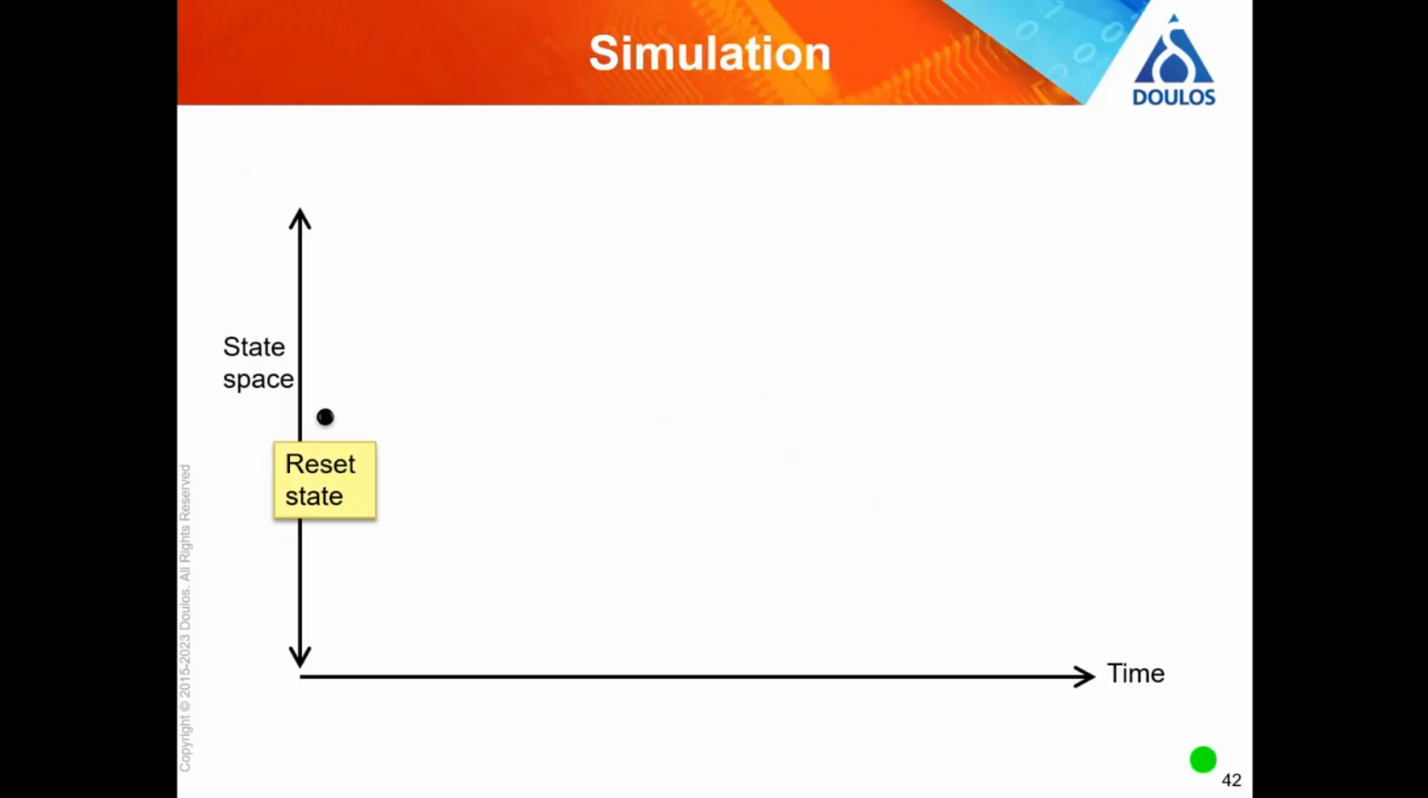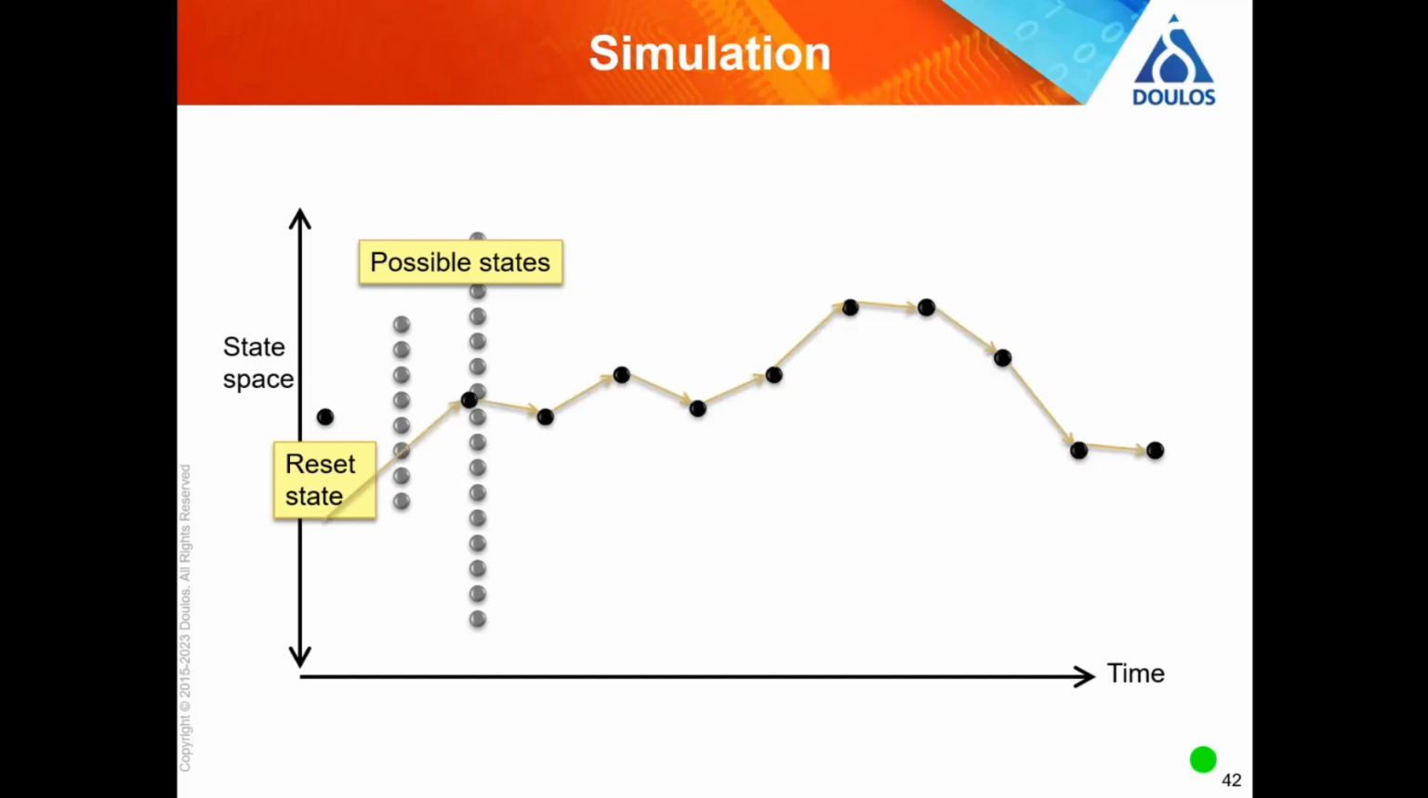So here's a diagram of a state space. Assuming that all the flip-flops are reset, there's one reset combination point in the state space. And then as time progresses, very quickly, the number of possible states that your design can be in is just going to be absolutely enormous.